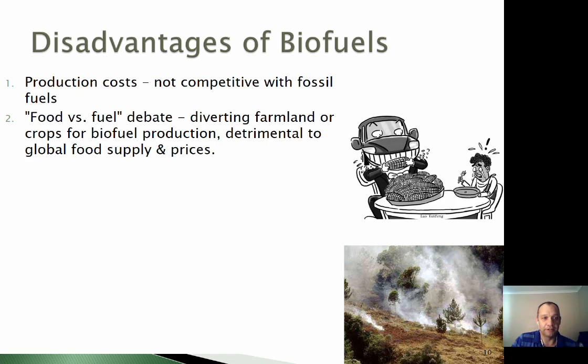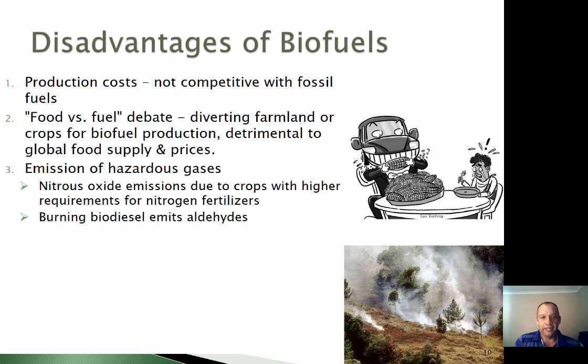There are some emissions of hazardous gases. It depends on the way that the biofuel is produced, and it depends on which biofuels we're actually talking about. But nitrous oxide emissions may occur due to crops with higher requirements for nitrogen fertilizers. There's burning of some biodiesels that may emit aldehydes.